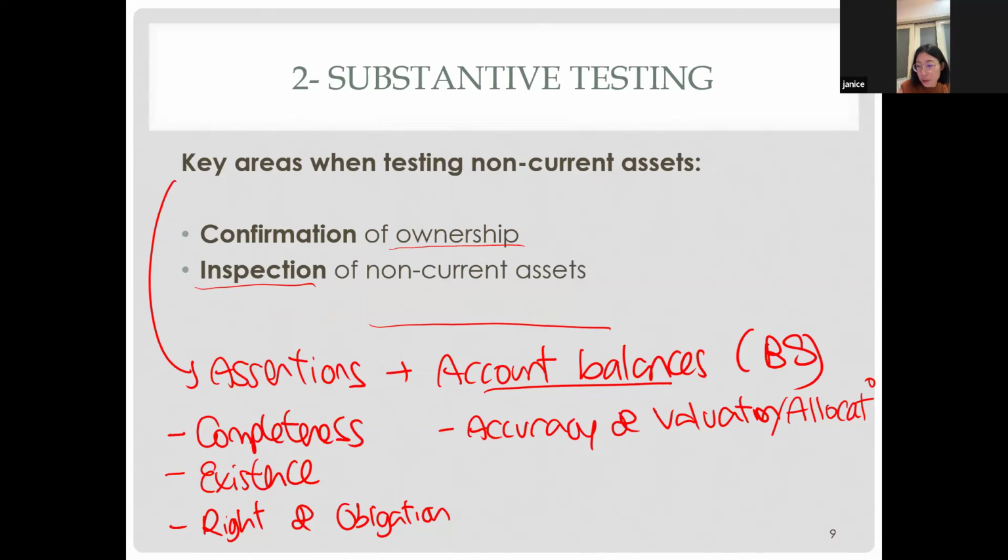Okay. 1, 2, 3, 4. 1, 2, 3, 4, 5. There's 5 for account balances and 6 for classes of transaction. The fifth one, maybe some of you may forget, is the presentation. So this is for the disclosure, right? Make sure the notes in the financial statements are understandable disclosure. Okay. All right. So those are the 5 assertions for the account balances.